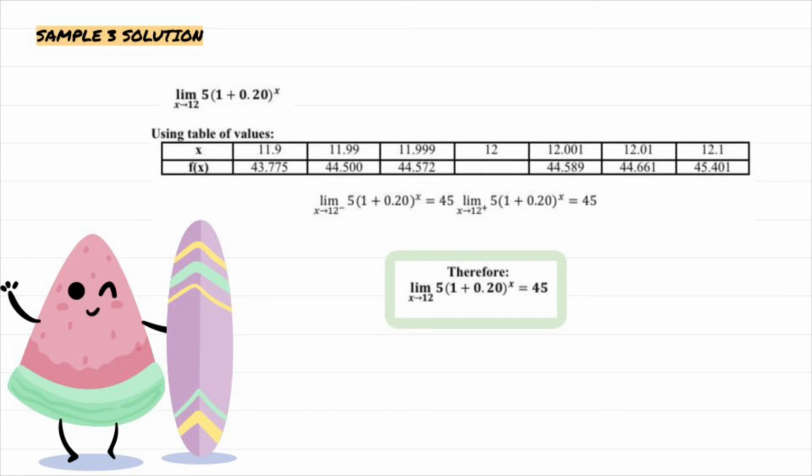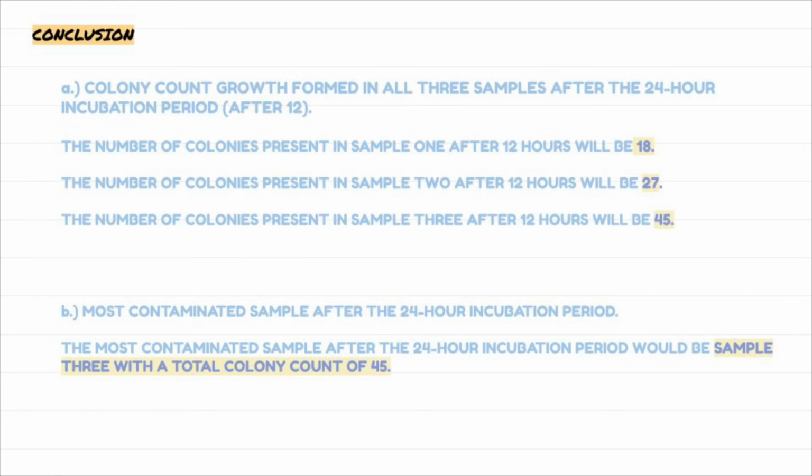Notice as we get closer to 12 coming from the left side, our y values are increasing towards 44.572 or 45 when rounded off. The same thing is happening as we approach from the right. We can see that y values are decreasing towards 44.589 or 45 when rounded off. Since our left and right limits are equal, our limit as x approaches 12 of this function is equal to 45.